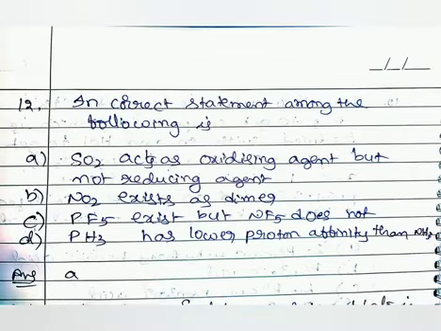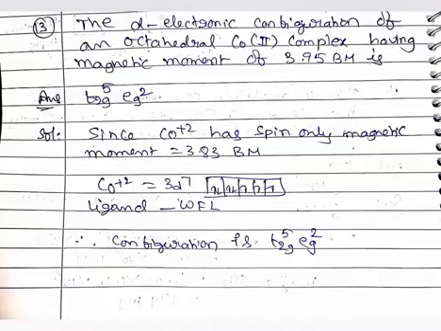Next one, incorrect statement among the following. SO2 acts as an oxidizing agent but not a reducing agent. The first one itself is an incorrect statement because the oxidation state of S in SO2 is +4, which is intermediate. Hence, it can act as both oxidizing and reducing agent, but they have mentioned that it can't act as a reducing agent. So the first one is the incorrect statement. Next one, the d electronic configuration of an octahedral complex of Co2+ having the magnetic moment 3.95 Bohr magneton, and they are asking for the configuration.